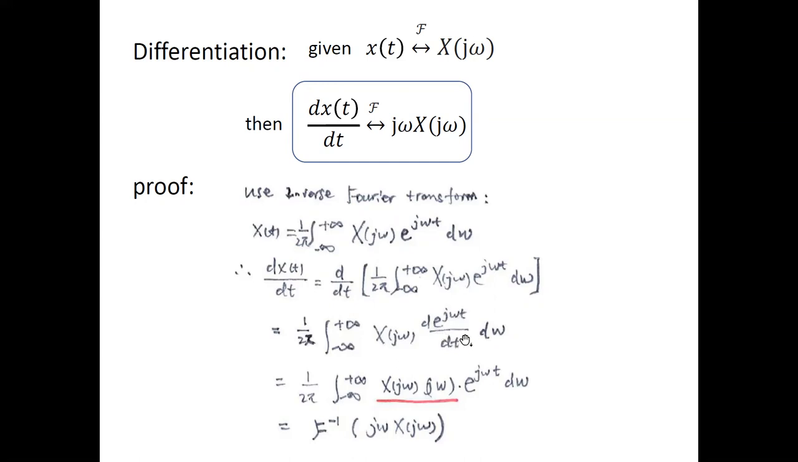The only place that variable t appears is in the exponential e^{jωt}. Therefore, when we move the d/dt inside, it only applies to this exponential. And we know that taking the derivative of this exponential over t gives just the exponential itself with the additional coefficient jω. If you look at this expression, it is the standard expression for the inverse Fourier transform: 1 over 2π is the same, the integration over dω is the same, e^{jωt} is the same. The only thing different is that we have a function of ω, which is X(jω) times jω. So that's the inverse Fourier transform of X(jω) times jω. Then we move the inverse Fourier transform to the left-hand side, and we know that the Fourier transform of dx/dt is jω times X(jω).